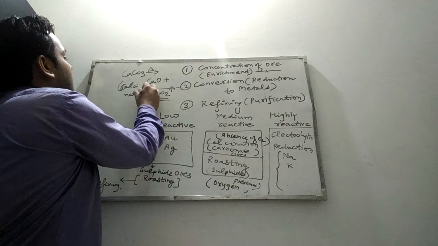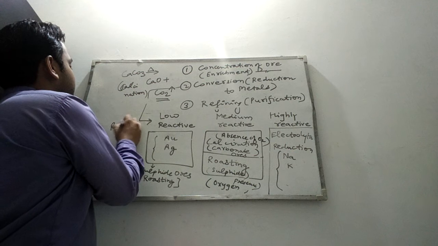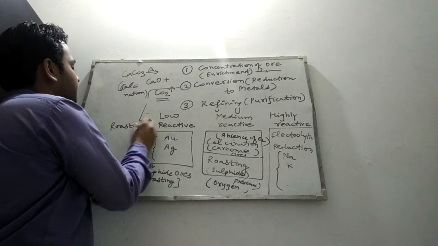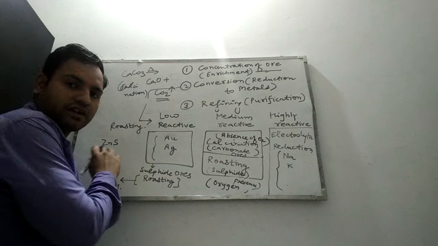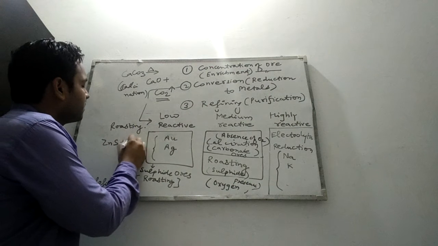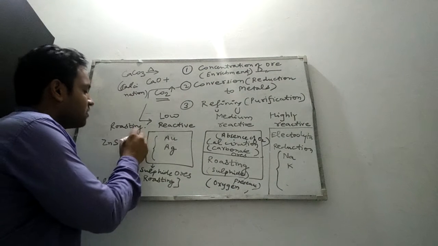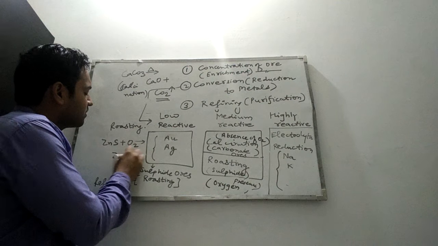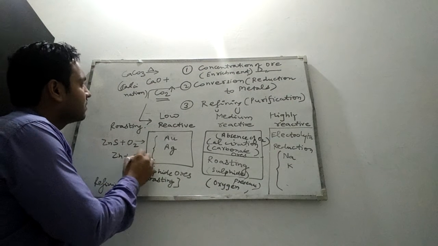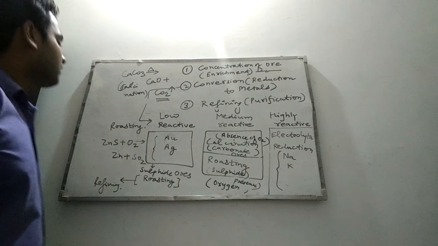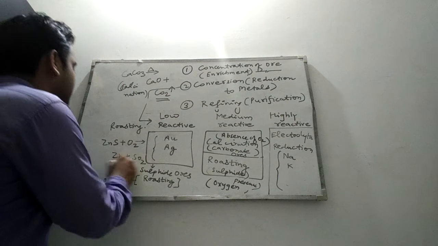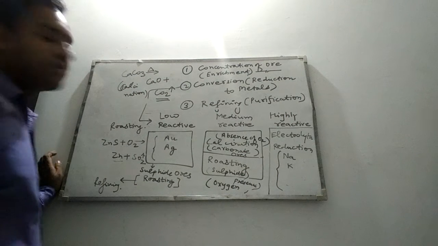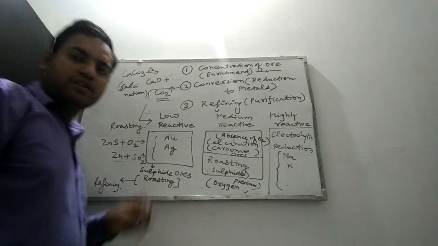Okay. In case of roasting, you can take the example of lead galena or zinc sulfide. Zinc sulfide reacts in presence of oxygen. So what will happen? Zinc is obtained and sulfur dioxide gas is released. Okay. So in this way it is reduced to zinc, plus sulfur dioxide gas.